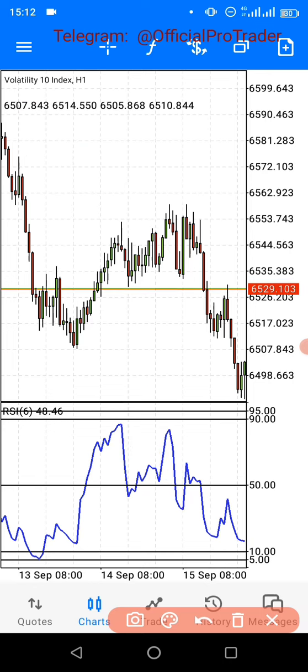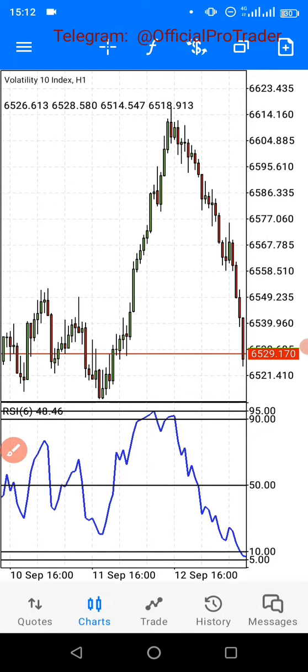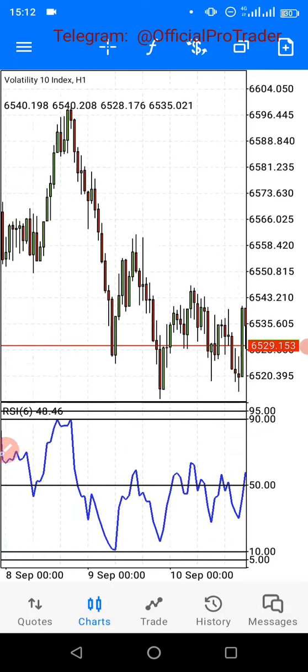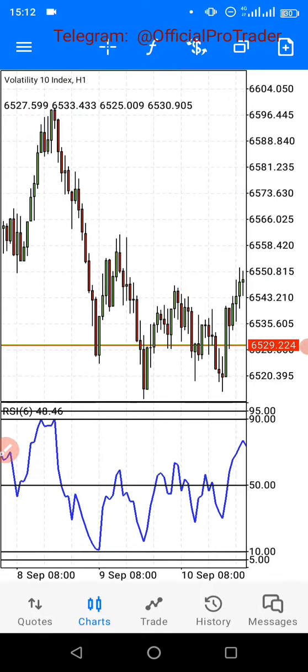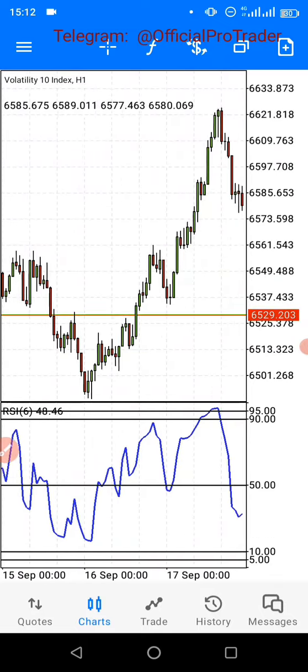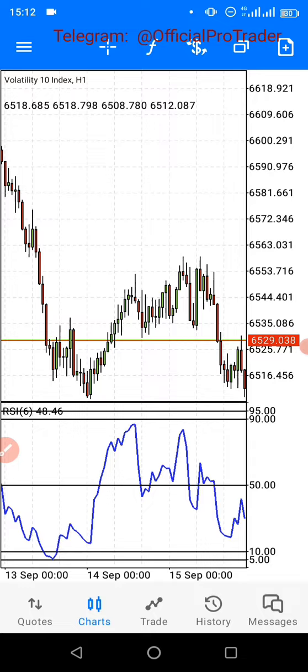So let's look for it in this very chart. If we don't see it in this very asset, we then get another asset that can clearly show it to us.